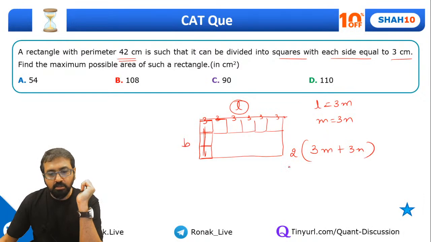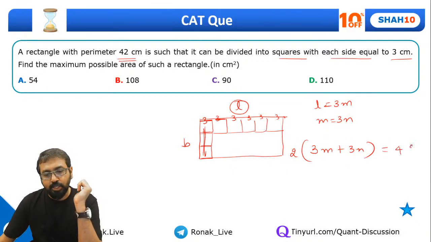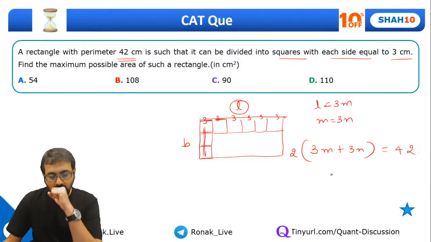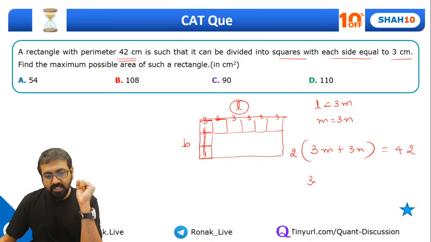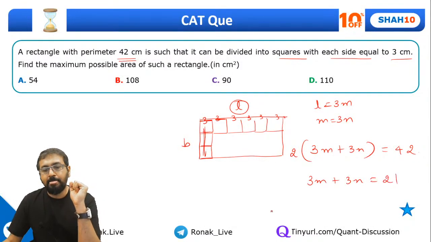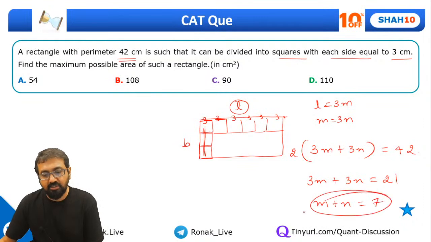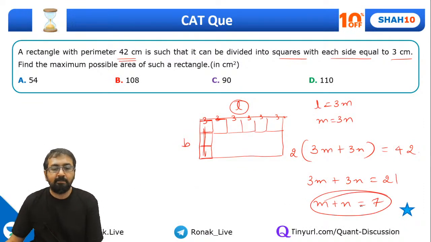What is perimeter? Sum of all sides. So twice of (3m plus 3n) is given as 42. If we just solve this, what will we get over here? 3m plus 3n is equal to 21. Yeah. So if I further take 3 as a common factor, I'll get m plus n equal to 7. That's it. I got m plus n equal to 7, right?